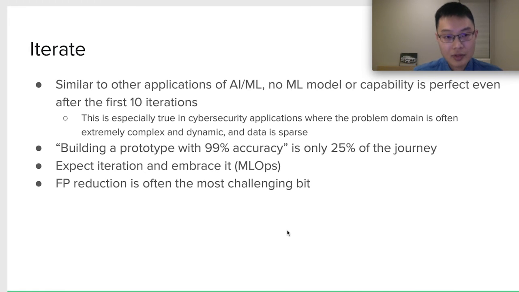The final recommendation I have around this is to expect and embrace iteration. Similar to other applications of AI/ML, no machine learning model or capability is remotely perfect even after the first 10 iterations. And from my experience, this is especially true for cybersecurity applications where the problem domain is often not well understood or extremely complex and dynamic. A good rule of thumb is to expect building a prototype with 99% accuracy being only 25% of the journey. In addition to that, for AI/ML-based detection projects, one should expect false positive reduction to be the most challenging bit.